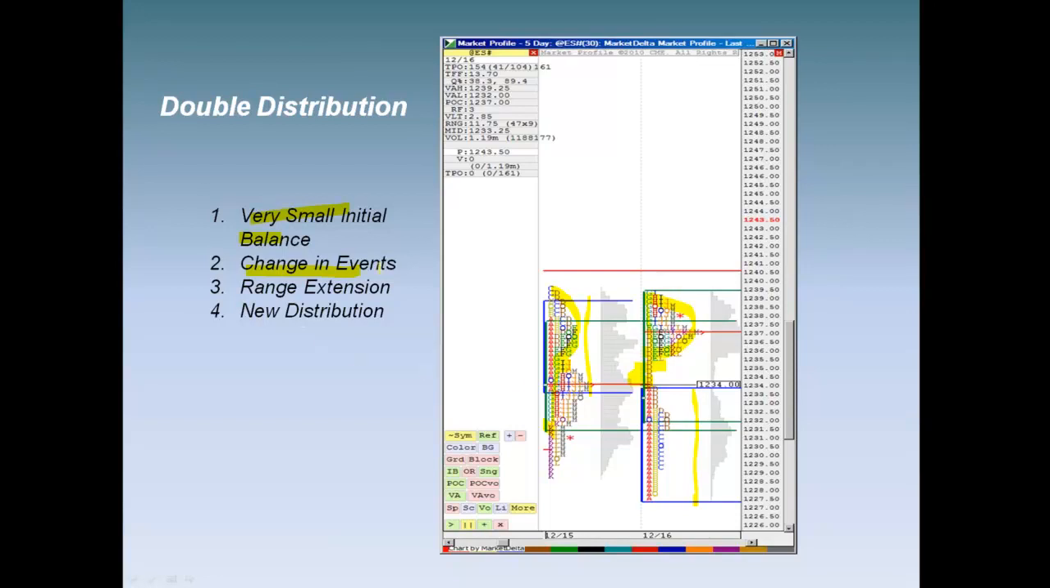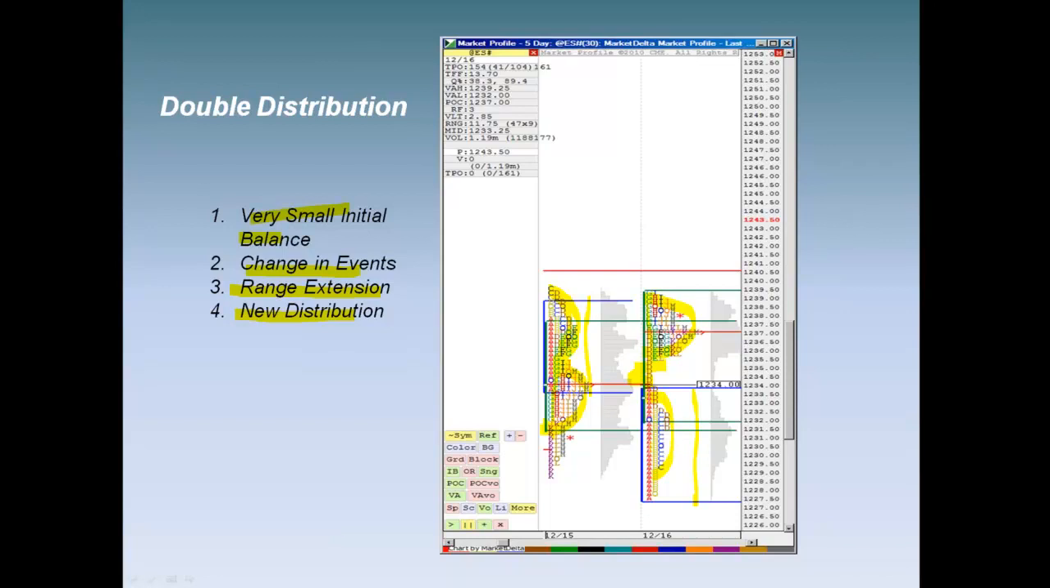So when the change in events occurs, we begin to see a range extension in the direction of where value is going to move. And then we begin to see a new distribution develop. That's why it's a double distribution. During the early part of the day, we have a distribution that develops, and then a change in events occurs. Value moves directionally during the day, and a new distribution develops. And this is why we call it a double distribution, because we actually get two distributions, or two values, in one trading day.